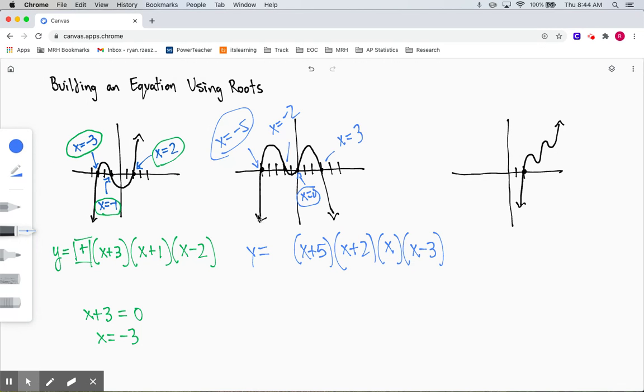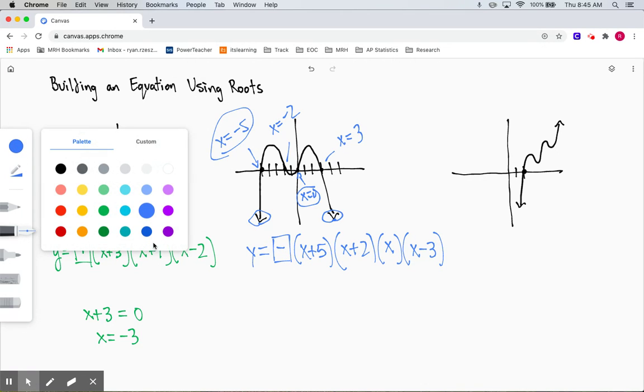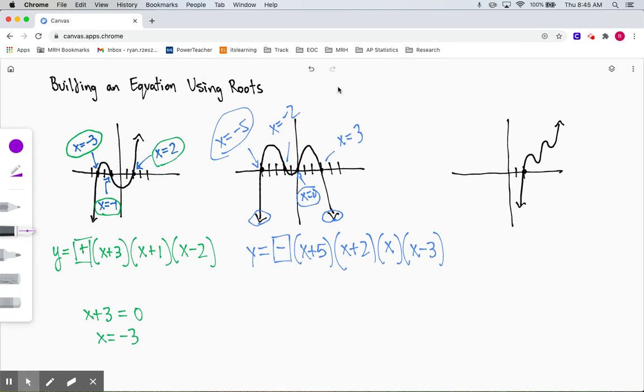I do see that this graph is pointing down on both sides right here. So this must be some sort of a negative number in the front of my equation. So I can very quickly make a factored equation if I know the x-intercepts. Okay, so let's write that down as a quick note. Use the x-intercepts to create each parenthesis. And that's basically our setup right here.